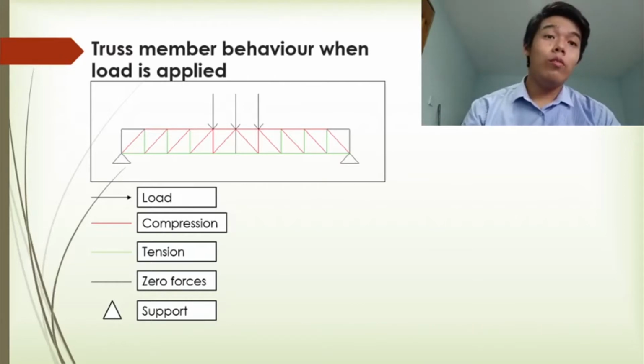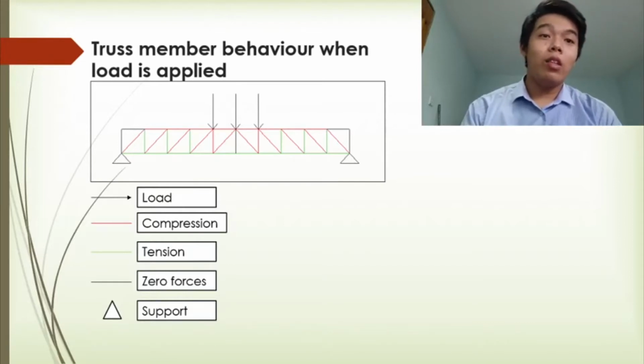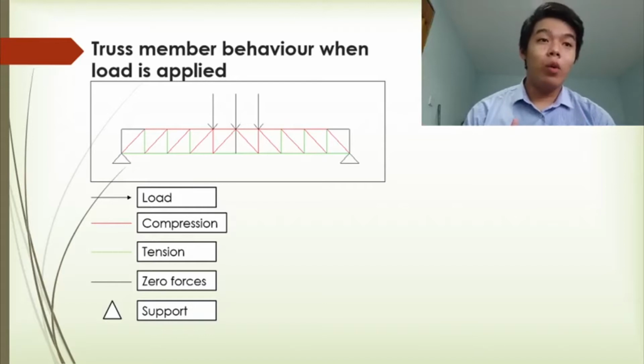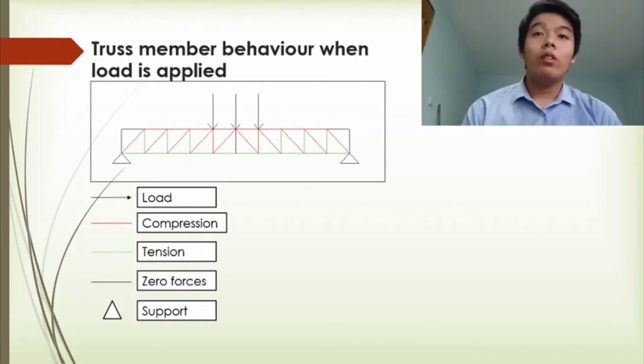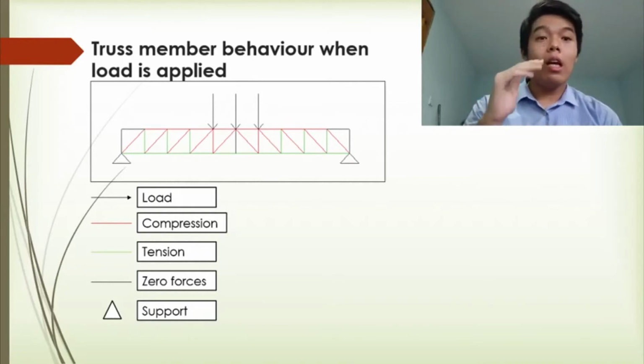For the two zero force members at both ends, this is because there is no support and external force exerted at that joint, which consists of two non-collinear members. So for the vertical members of the whole truss, they experience tension, while the diagonal members experience compression.